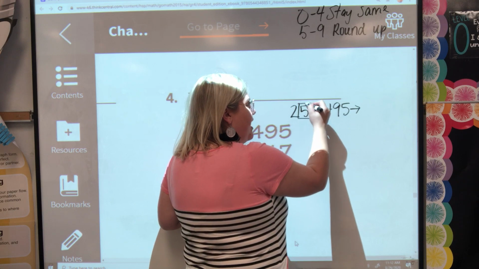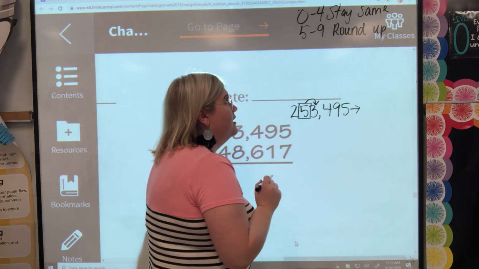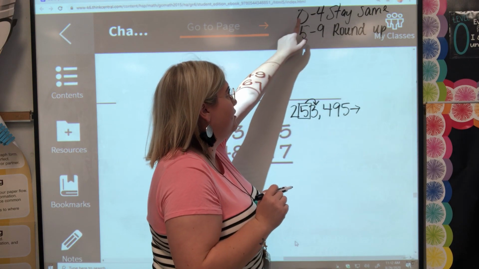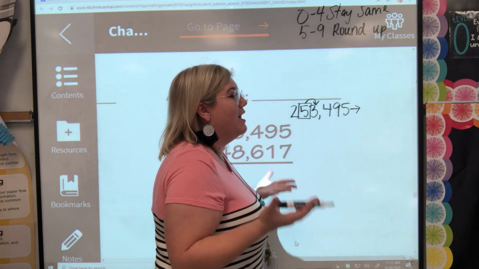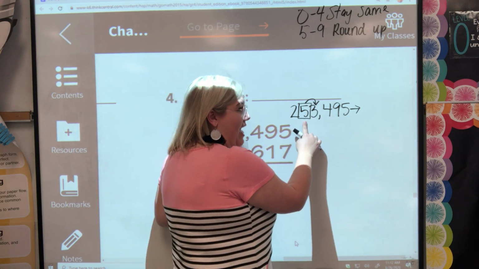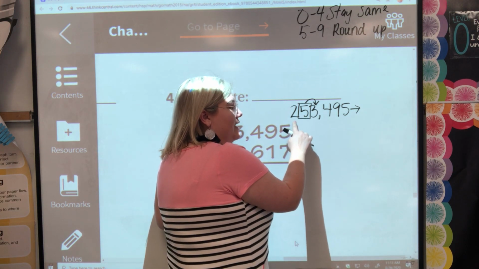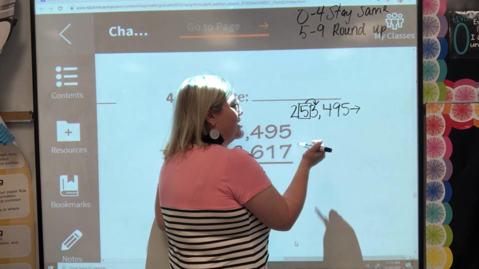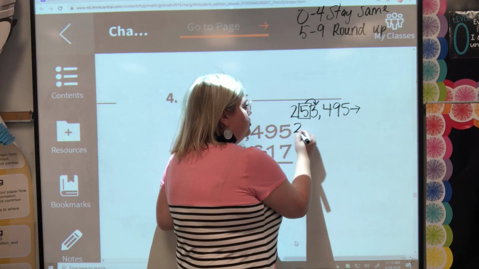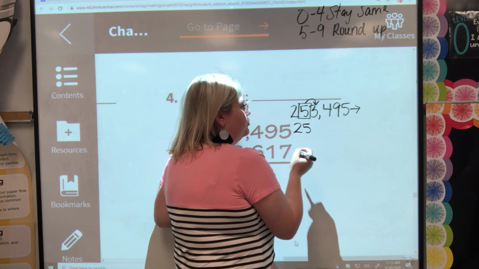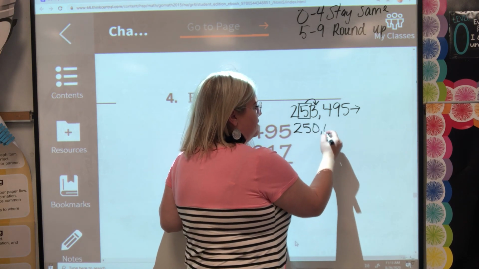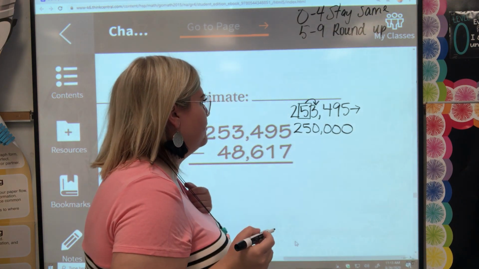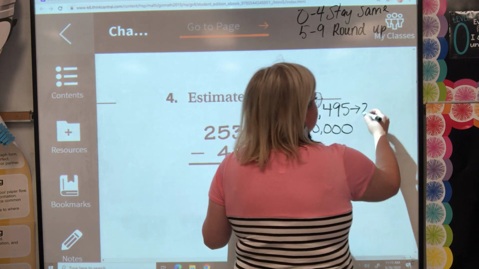I'm going to put a box around my 5, a little arrow over to my 3. 0 to 4 stay the same. 5 to 9 round up. 3 goes with 0 to 4, stay the same. What stays the same? The 5. But we keep that 2 because any numbers in front of our box also stay the same no matter what. So it's 2, 5, 250,000. That's our first estimate. Oh, I should have written it over here. I'm sorry.